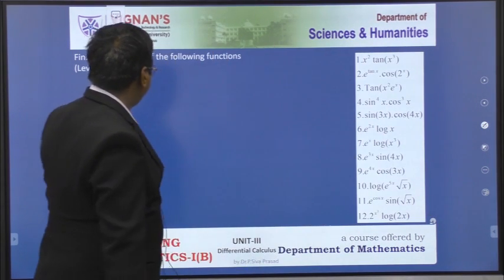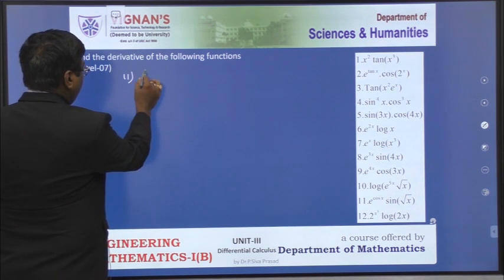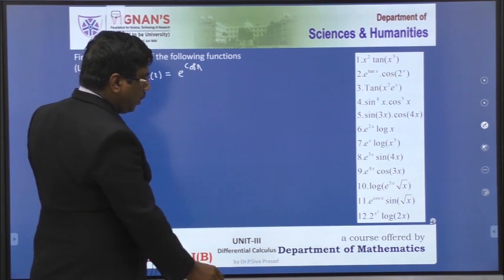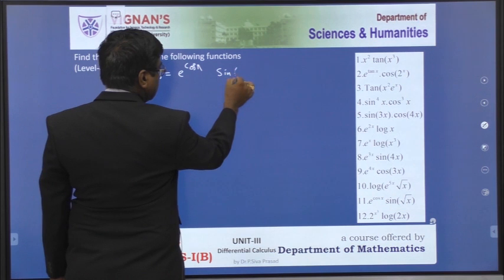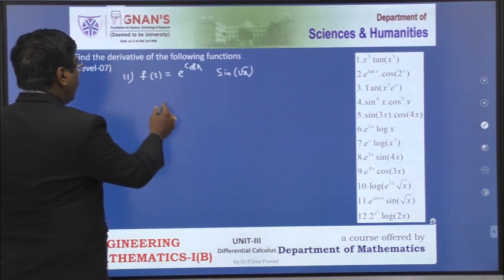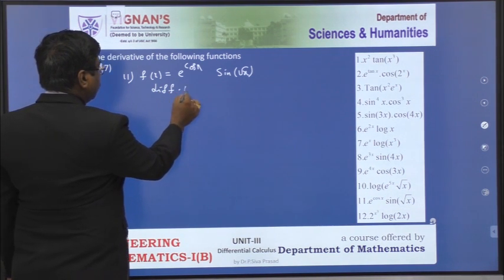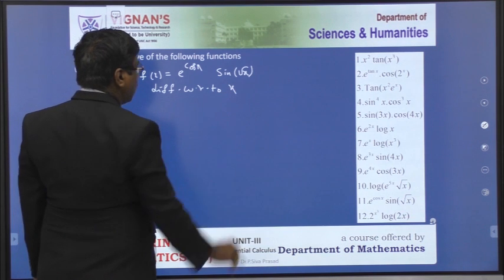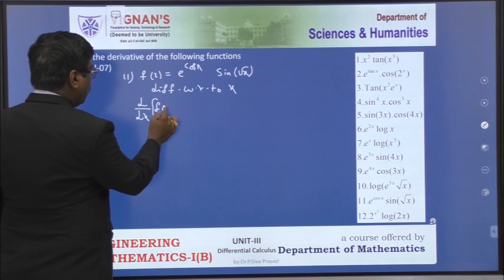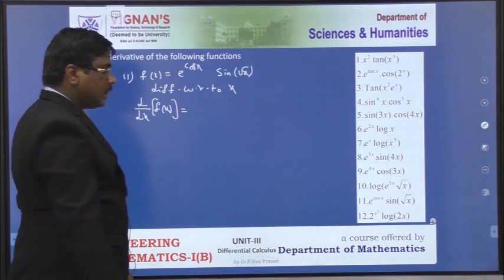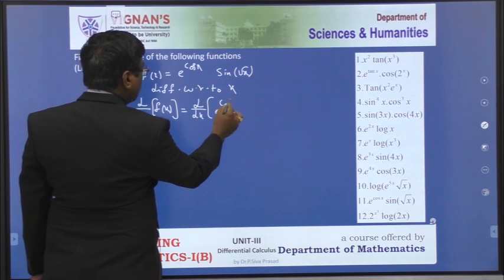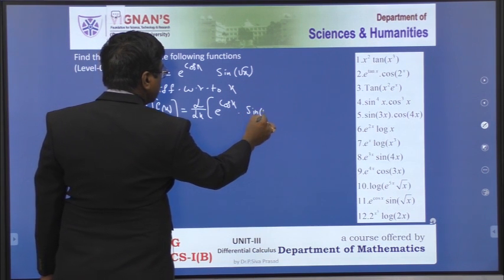The 11th one: f of x is equal to e power cos x into sine of root x. Now, differentiate with respect to x on both sides. Therefore, d by dx of f of x is equal to d by dx of e power cos x into sine of root x.